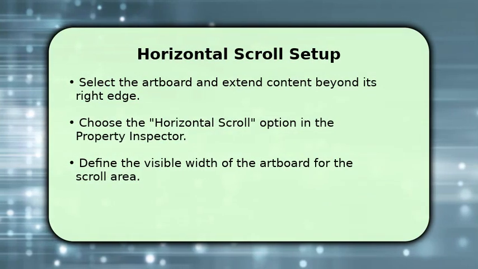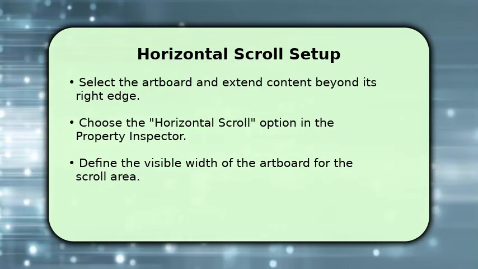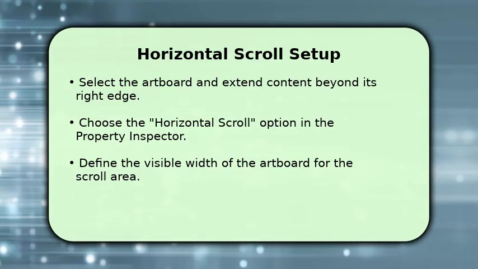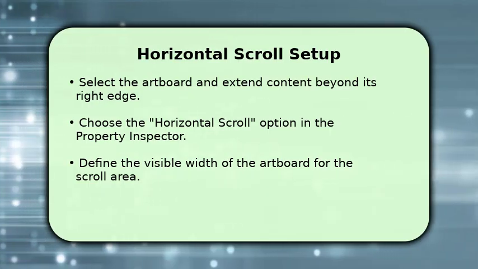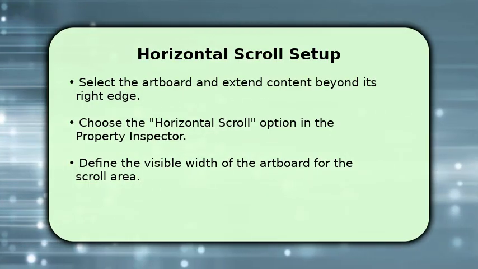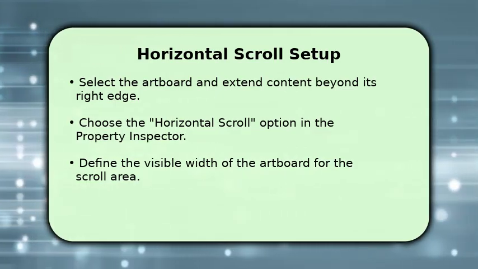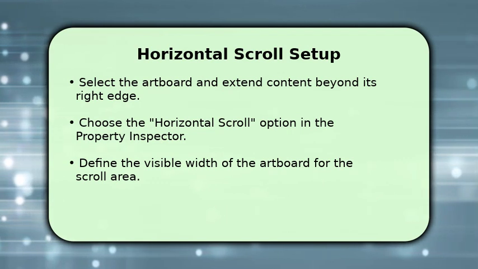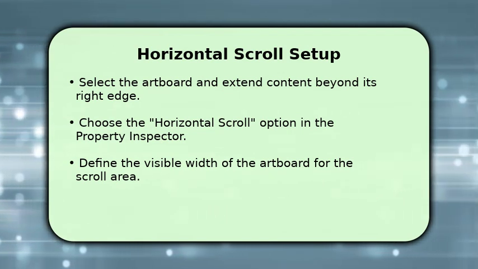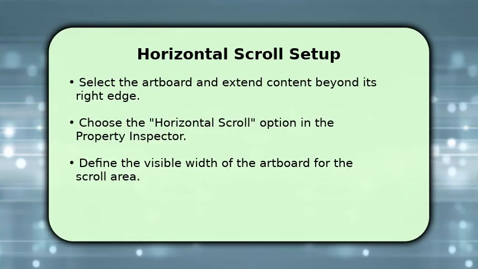For horizontal scrolling, the process is quite similar. Select your artboard and ensure your content extends past its right edge. In the Property Inspector, under Scrolling, select Horizontal. Adjust the right handle of your artboard to set the visible width. This allows users to swipe left and right to view all your content.